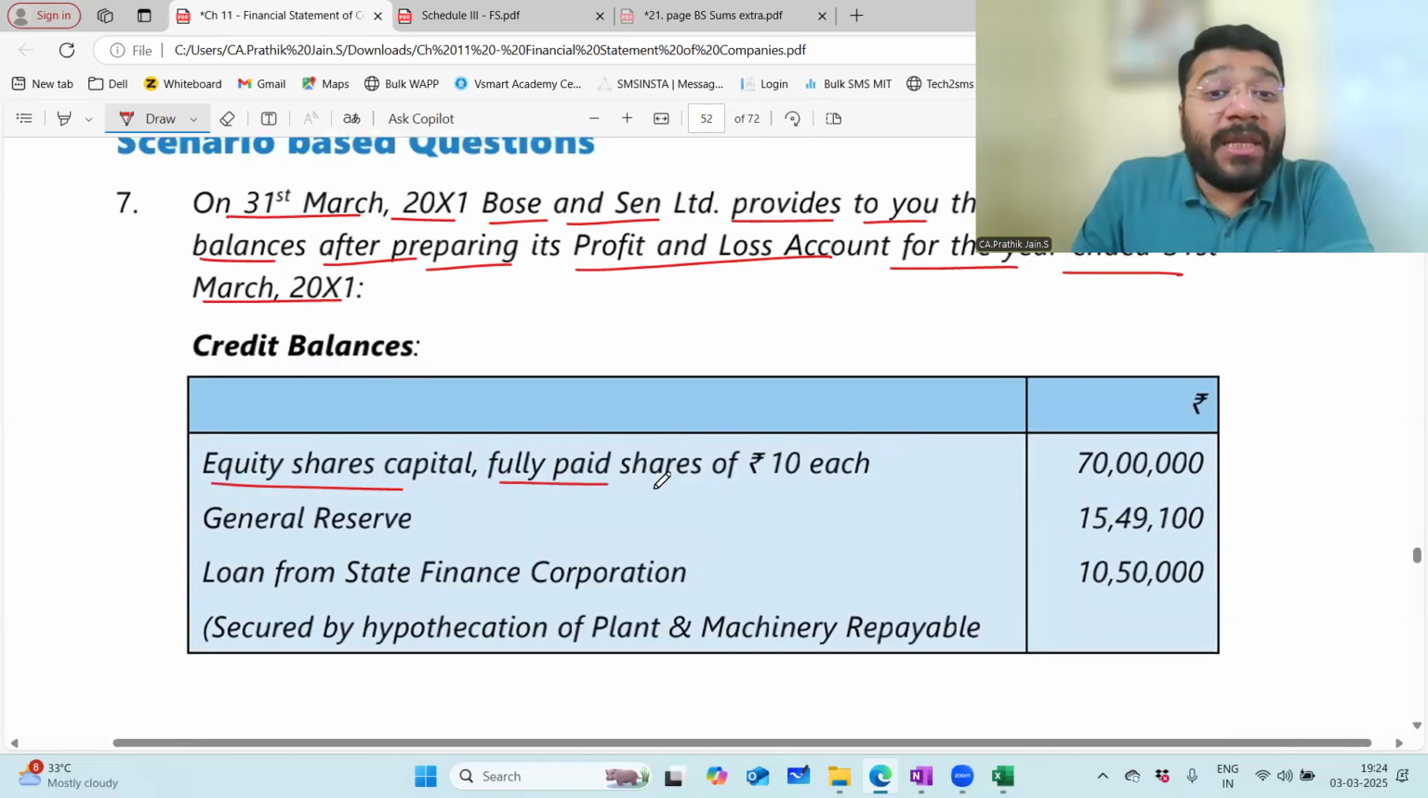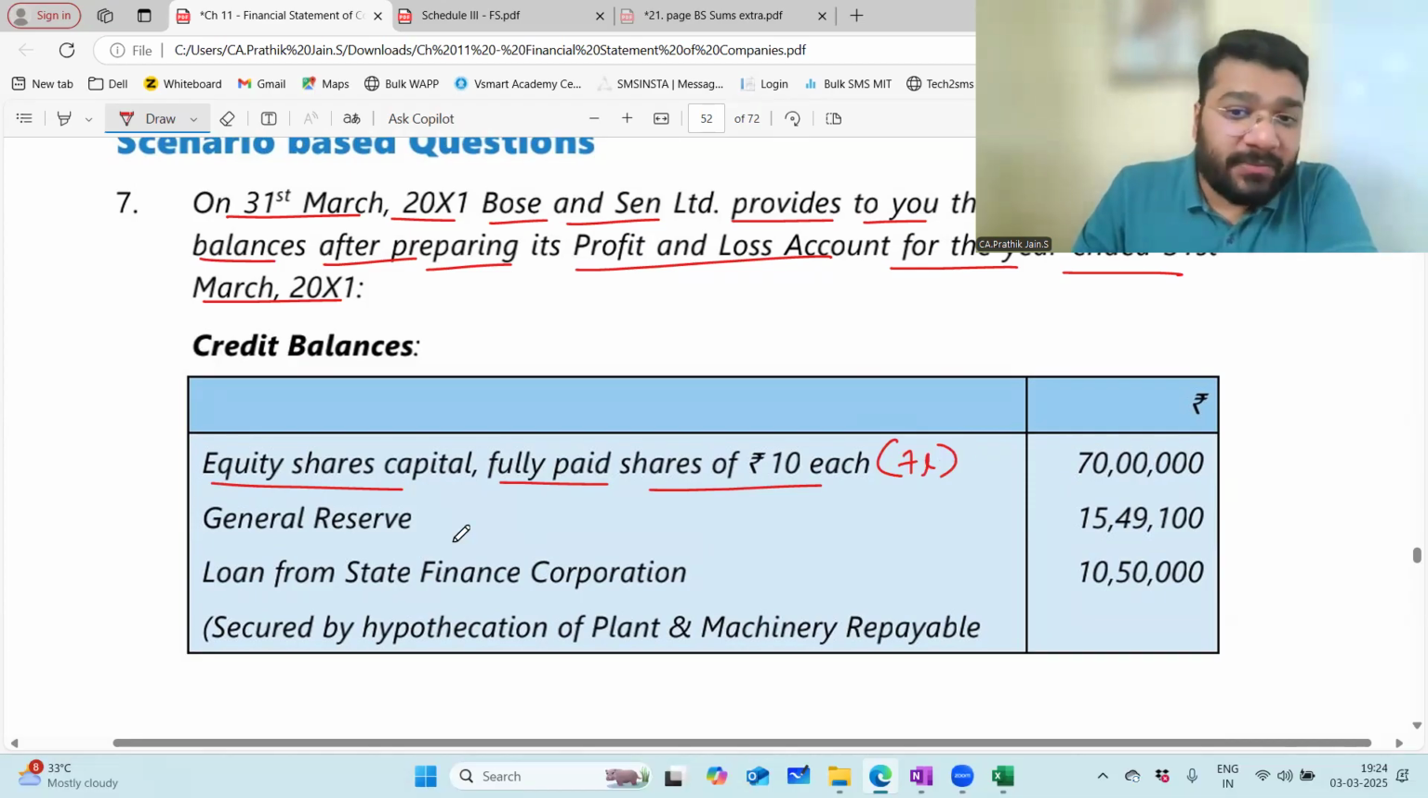Equity share capital, fully paid shares of 10 each, 70 lakh. So how much is the number of shares? 7 lakh, not 70,000. 70 lakh divided by 10 is 7 lakh shares. So this will go to where? Share capital. General reserve is 15 lakh, 49,100. Reserves and surplus. Loan from State Finance Corporation.